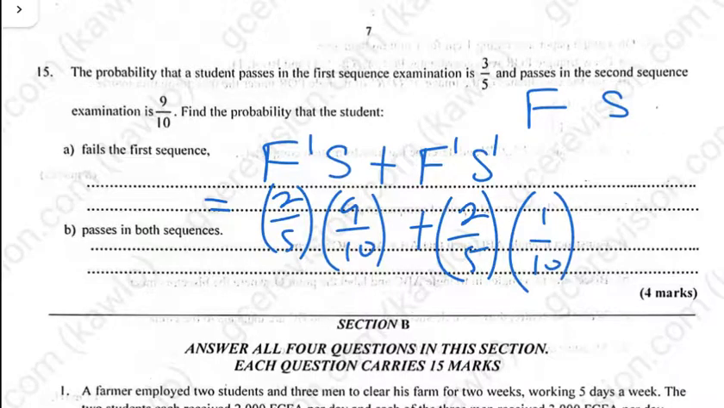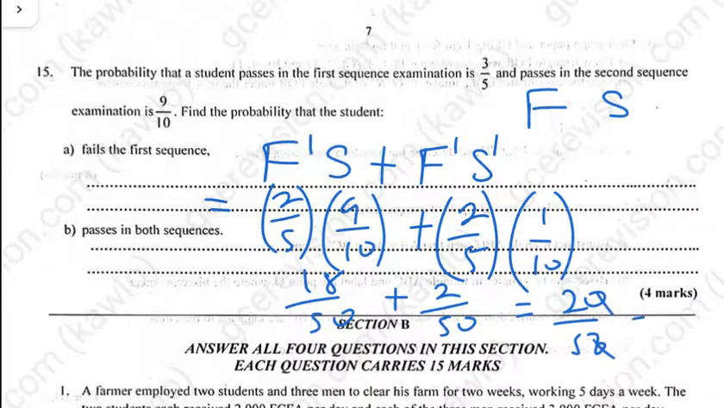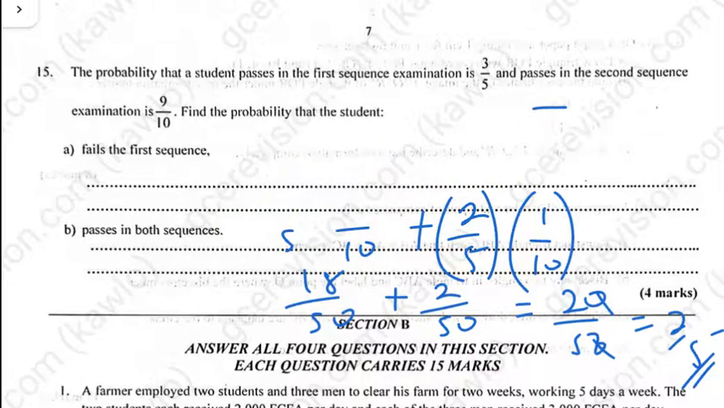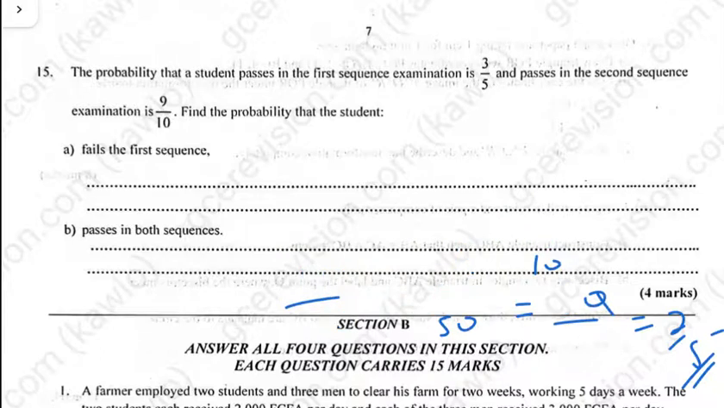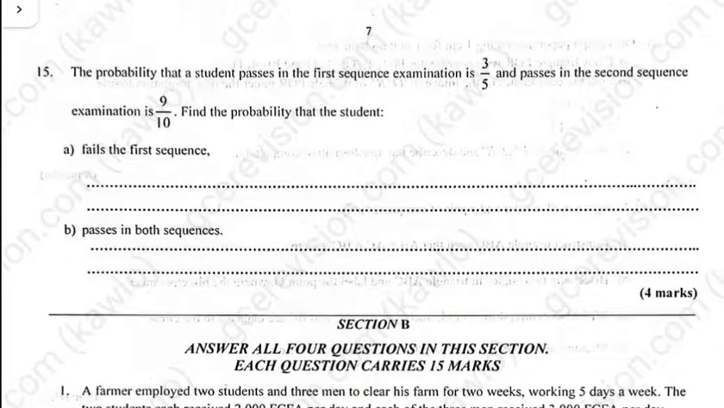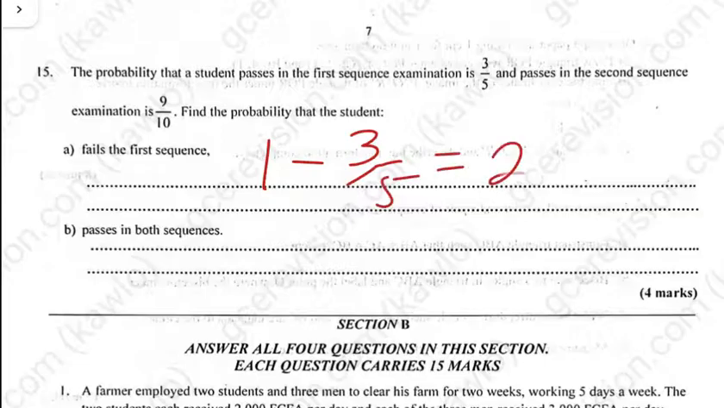So this will give us 2 times 9, 18 on 50, plus 2 on 50. What's 18 on 50 plus 2 on 50? That's 20 on 50, right? Which is equal to 2 over 5. Can you see what I was saying before? If you do all of this long thing, you will still come back to 2 on 5. So the shortcut is, let's just do it directly, because these are independent events. The probability that the student fails the first sequence will just be given by 1 minus 3 on 5, which is equal to 2 on 5. Full stop there. Don't kill yourself.